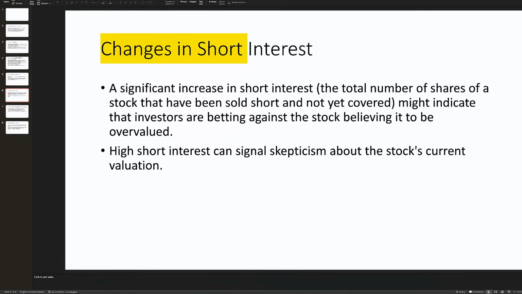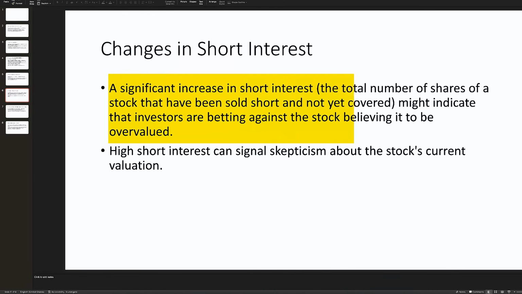Changes in short interest, a significant increase in short interest, that's the total number of shares of stock that have been sold short and not yet covered, might indicate that investors are betting against the stock, believing it to be overvalued. That's not the only reason this is happening, of course. We've seen this before, but that's one possibility.